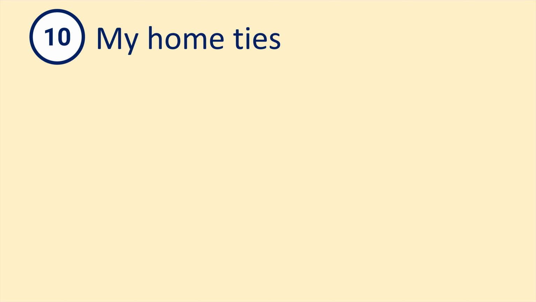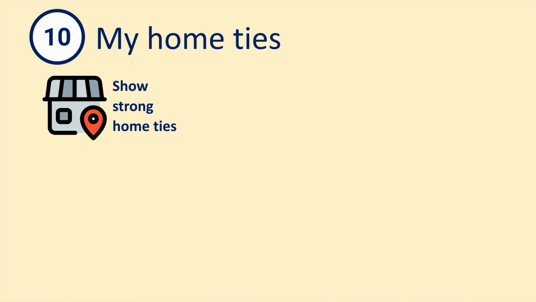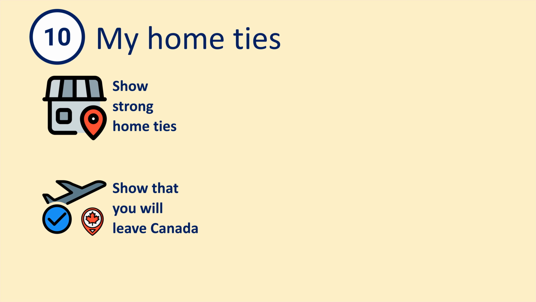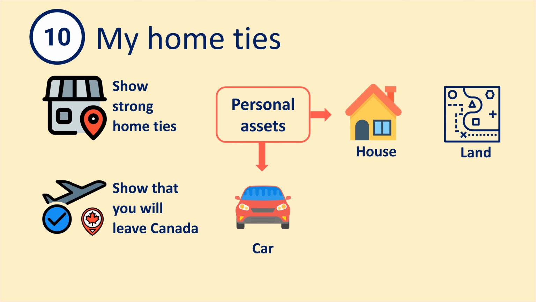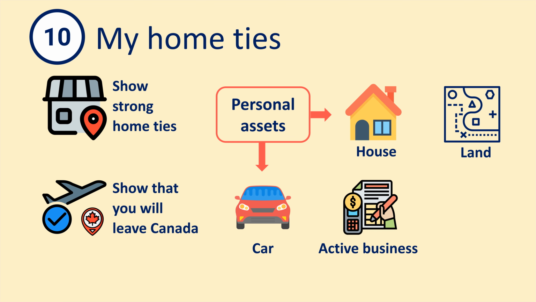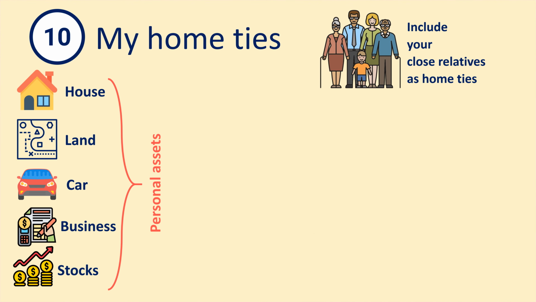In this section, you have to show that you have sufficient ties in your home country. The immigration officer must be satisfied that you are likely to leave Canada when your permission to stay expires. Significant ties can include personal assets such as house, land, car, ownership of an active business in your home country that is under your name, and investment in shares of a company's stock. You can also include your close family members who live in your home country.